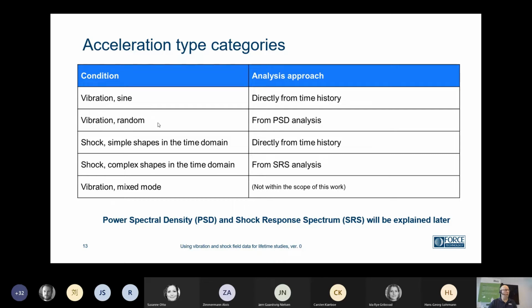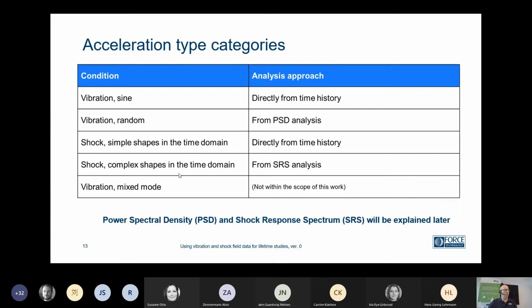If we have what we call random vibration, we do something called power spectral density analysis, and I will explain that later on. It's basically a special frequency analysis that is very suitable for acceleration signals. If we have mechanical shock, then sometimes we have simple shapes in the time domain, so we can see it's a half sine or whatever it could be, and then we can look at it directly on the time history. If it's more complex shapes in the time domain where we can't recognize the simple geometrical shape, we can use something called shock response spectrum analysis.